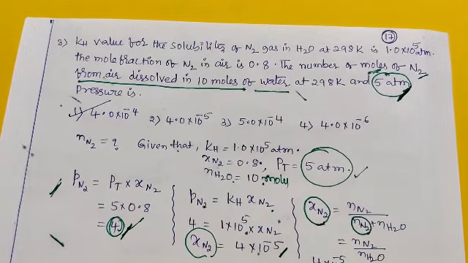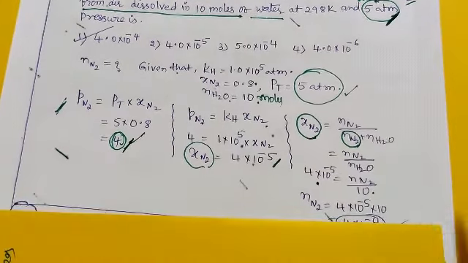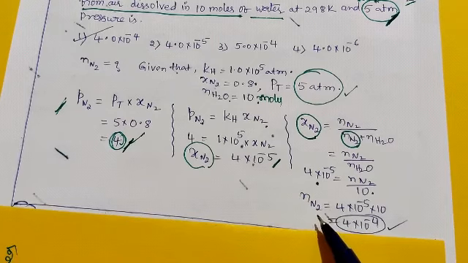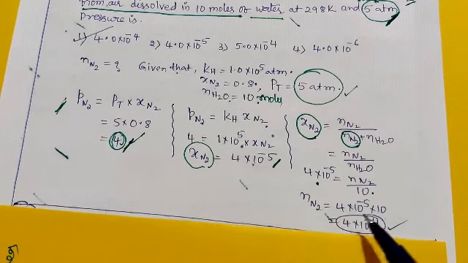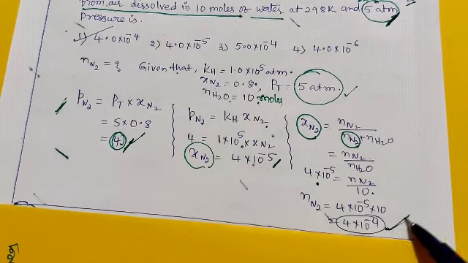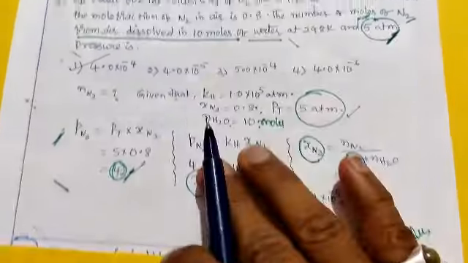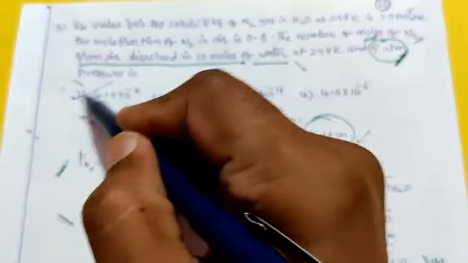Now, number of moles of nitrogen by number of moles of water. This is the mole fraction we know, and the number of moles of water molecule we know. Then cross multiply this, and we get the number of moles of nitrogen, that is 4 into 10 power minus 5 into 10, that is 4 into 10 power minus 4 moles. So the answer is the first one, students.